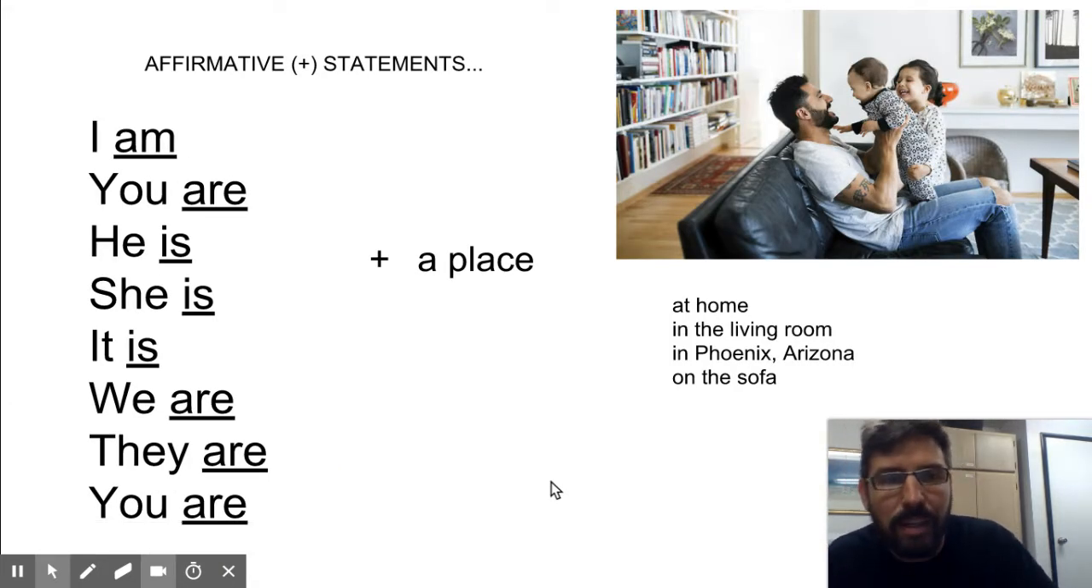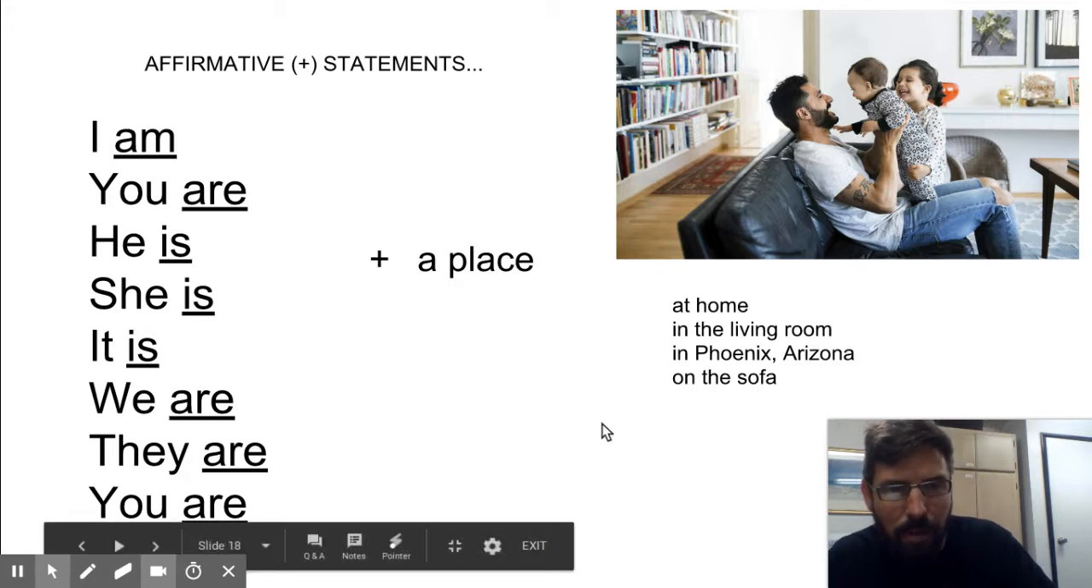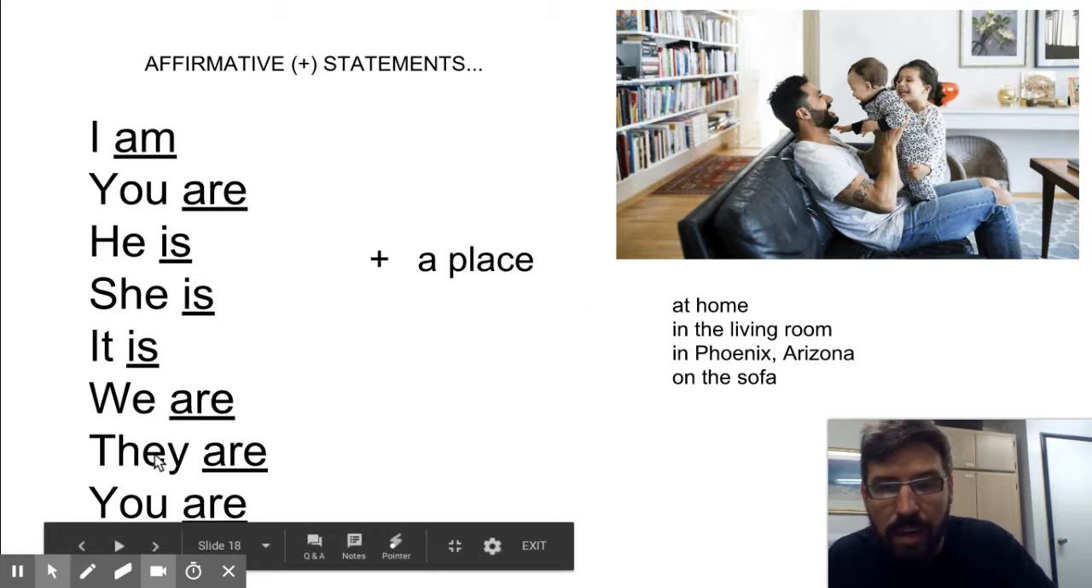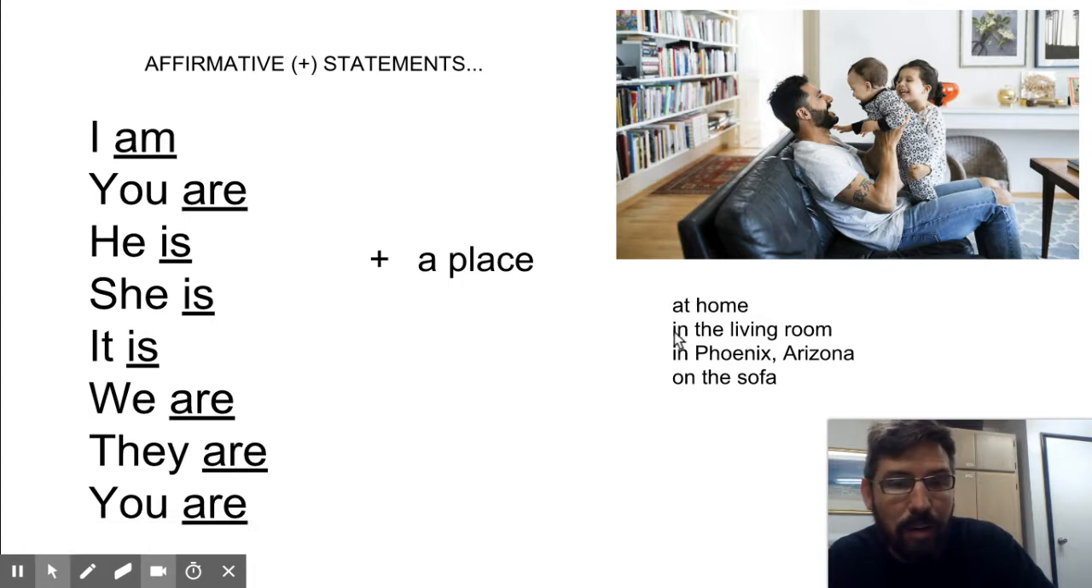And finally, we can use these be verbs with places. A place tells us where someone or something is. So if I talk about this family, the father and his two children, we can say they are at home. Maybe they are in the living room. That's one of the rooms in the house. Maybe they are in Phoenix, Arizona. They are on the sofa.